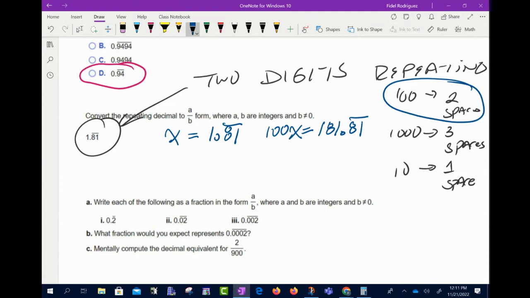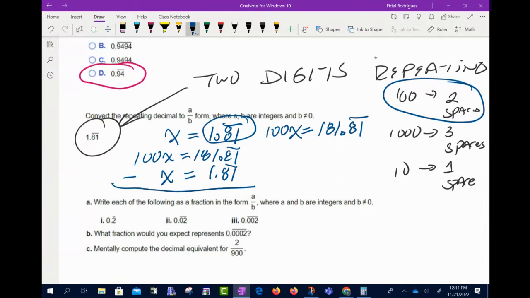Okay, now this is the idea here, y'all. I'm going to take that number 100x, which is 181.81, and subtract x, which was my original number, 1.81, both with the little bars, okay? And we're going to see what happens here. Notice, y'all, those 81s go forever and ever this way, and those 81s go forever and ever this way. So when we subtract them, all those decimals are going to cancel out. So what am I going to be left with?